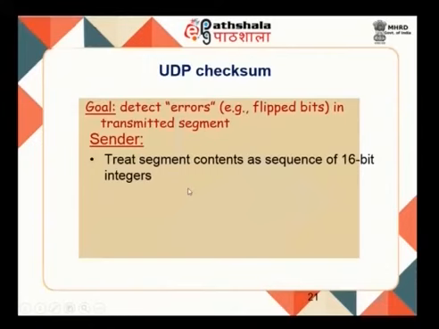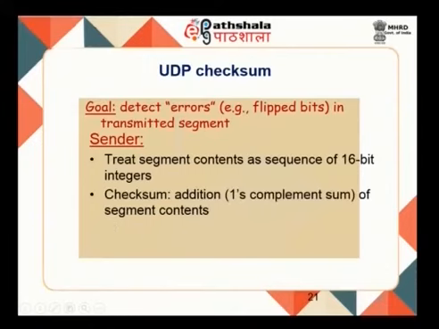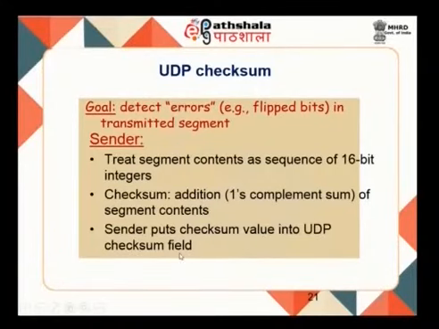Now, the way this checksum is calculated is a very simple process. The entire segment is treated as a sequence of 16-bit integers, and the checksum process just involves a simple addition. In fact, it is a ones complement sum of the segment contents. That is, you take the entire data, organize it as 16-bit integers, add them all up using ones complement addition, and that ones complement sum is the checksum value, which is written in the UDP checksum field. So, this is what happens at the sender. At the sender, you will add up all these things and put it in the UDP field.